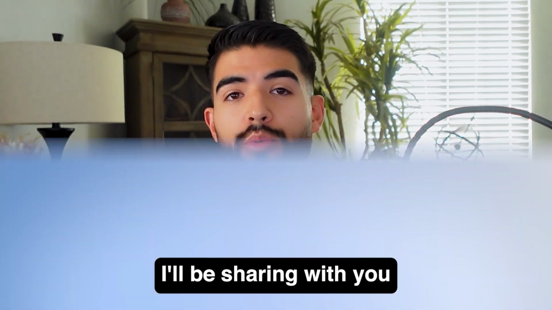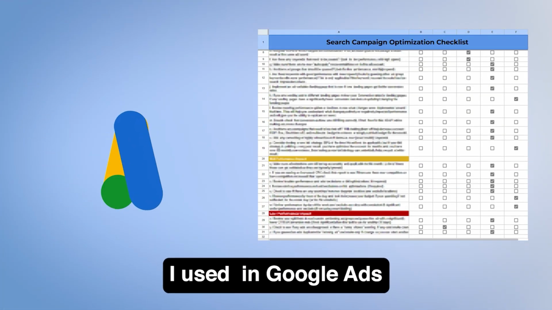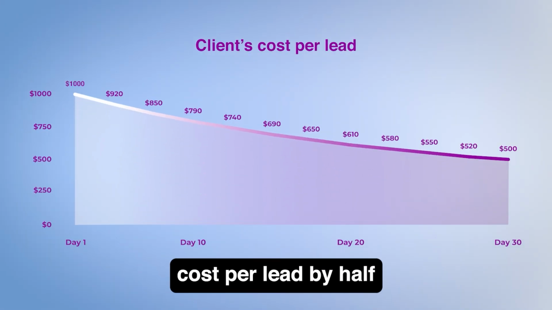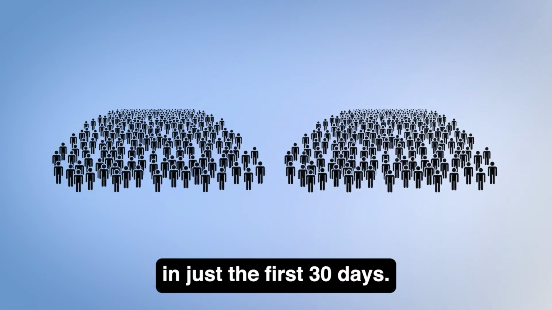In today's video, I'll be sharing with you the optimization checklist I used in Google Ads to decrease my clients' cost per lead by half and double their leads in just the first 30 days.